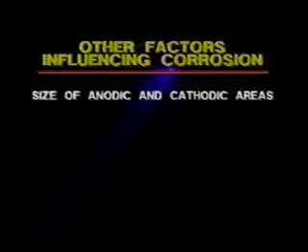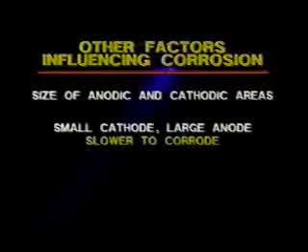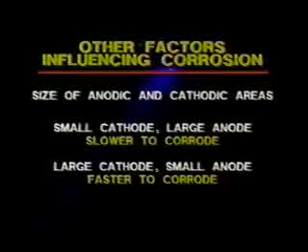One factor is the relative size of the anodic and cathodic areas involved. If the cathode is small compared to the anode, corrosion will be slow. If the surface area of the cathode is large and the anode small, the corrosion process will be accelerated and the smaller anode will deteriorate quickly.